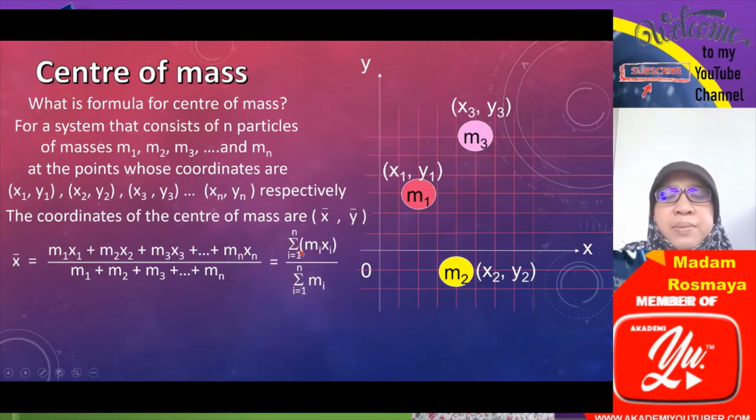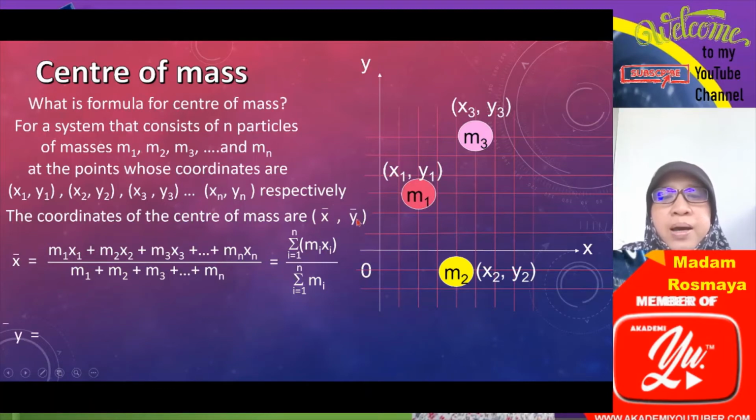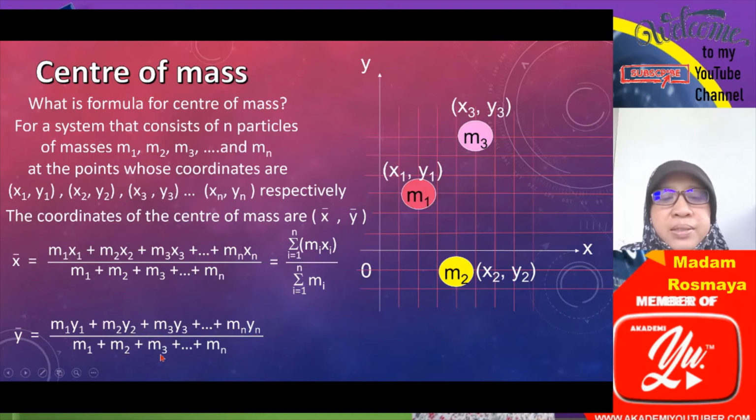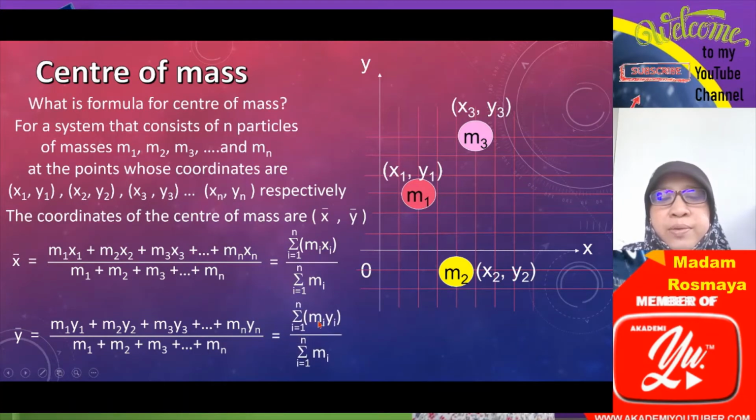Okay, in mathematical form, we can write it like this: the summation of mi xi, i from 1 to n, divided by the summation of m, i from 1 to n, if we have n particles. For bar y, we use m1 y1 plus m2 y2 plus m3 y3 plus ... divided by the total of their masses. So in mathematical form, we write the summation of mi yi, i from 1 to n, divided by the summation of their masses, i from 1 to n.